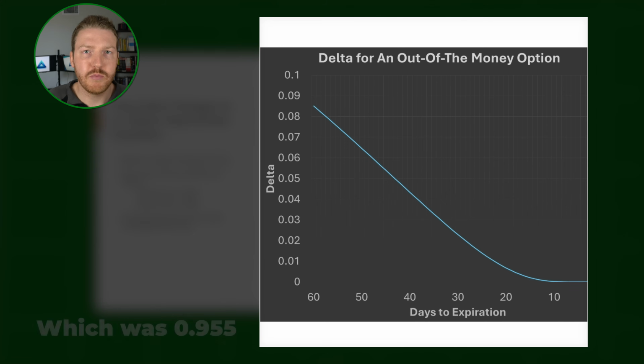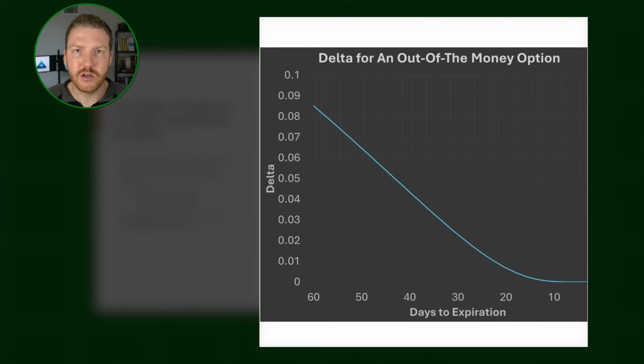That's because when the option is out of the money, there's obviously a lower probability that the stock price will exceed the strike price at the time that this option expires. And now we can see that as the days to expiration goes from 60 to 0, the probability that the option expires in the money will decrease and decrease and decrease, which means the delta will decrease and decrease and decrease.